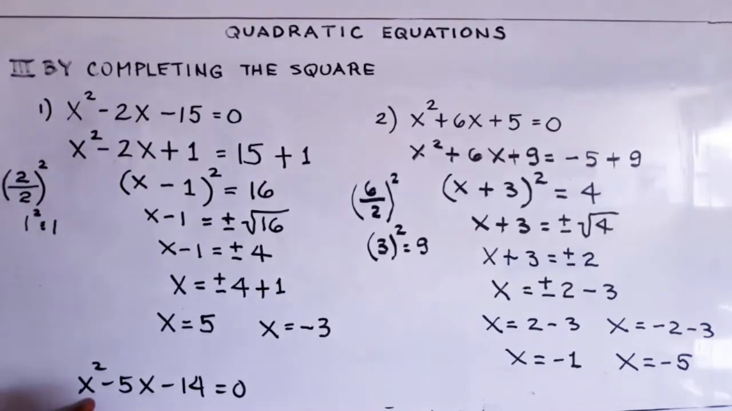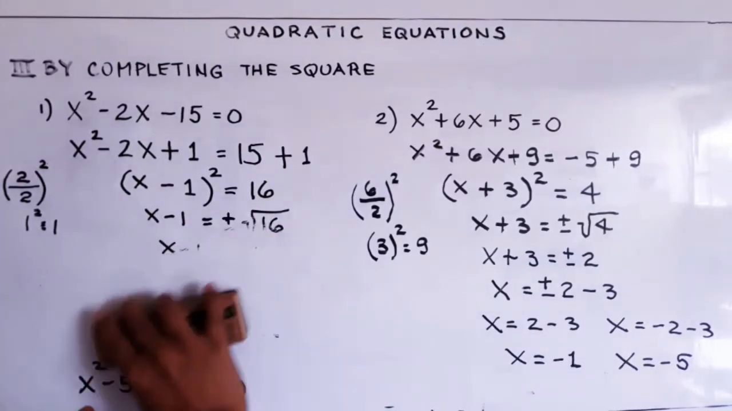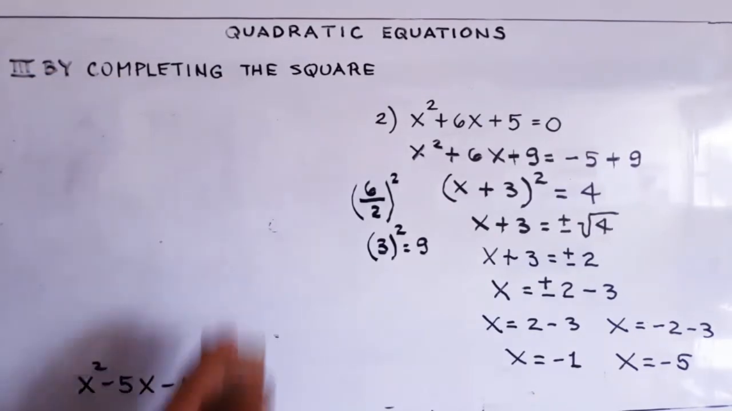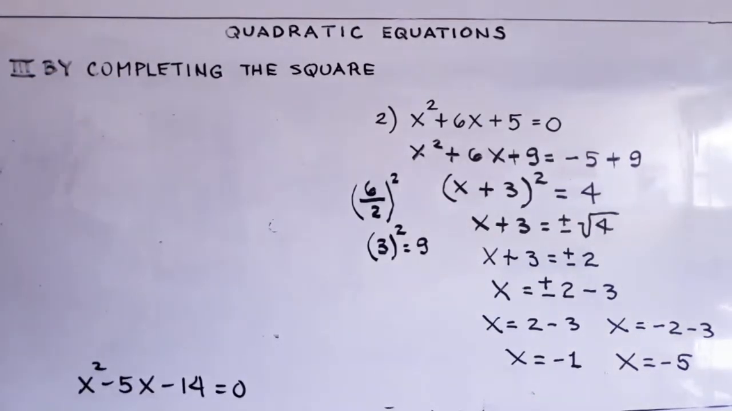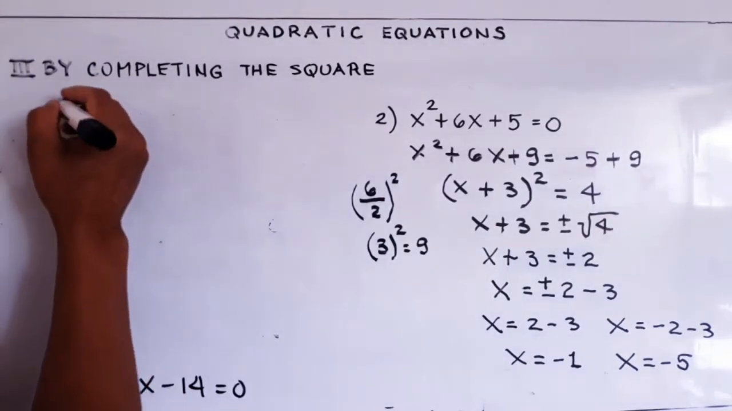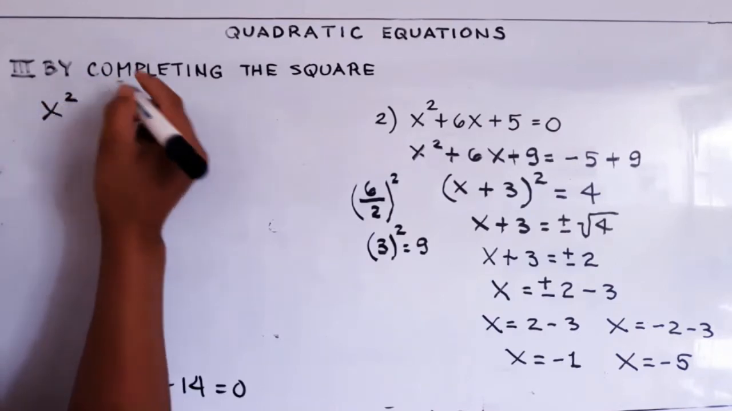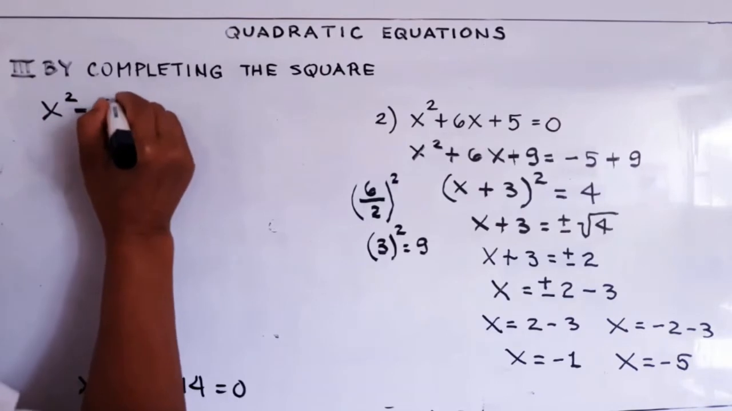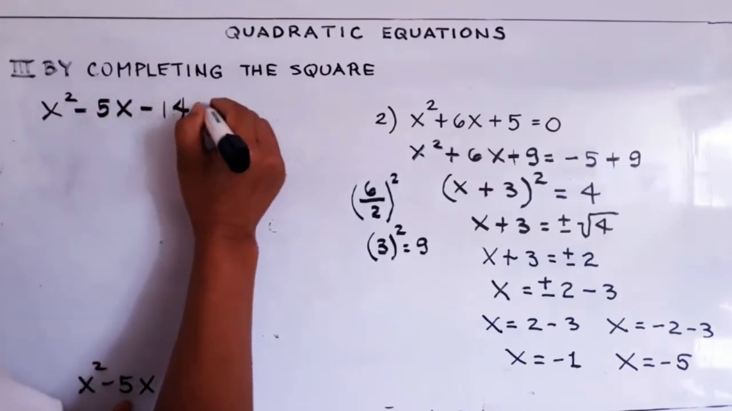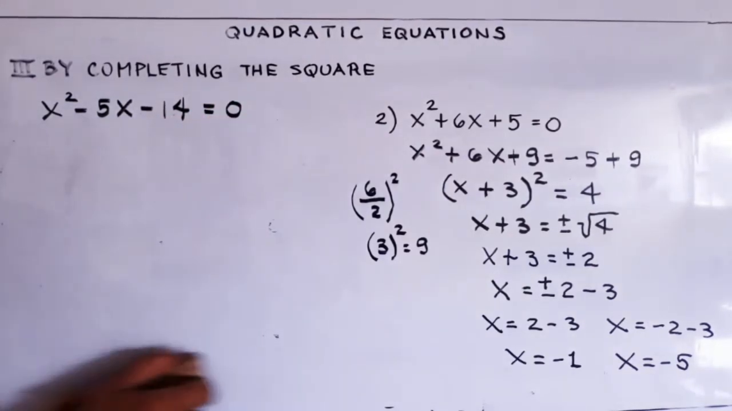Okay, let's have the last example here. I'm going to erase this one, class. Okay. So this one is a little bit different because the middle term is not divisible by 2. It means not a whole number. So we have x squared minus 5x minus 14 is equal to 0. So erase this one out.